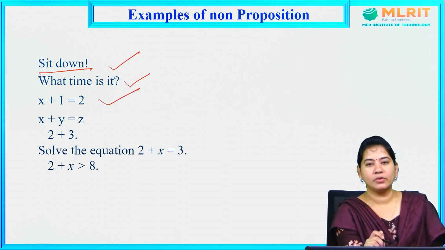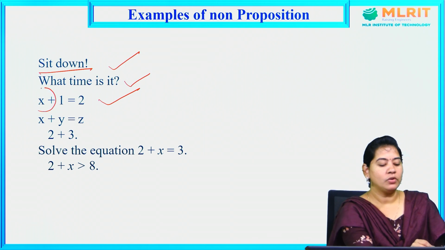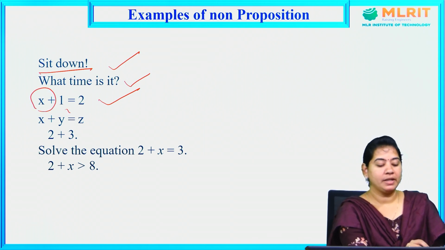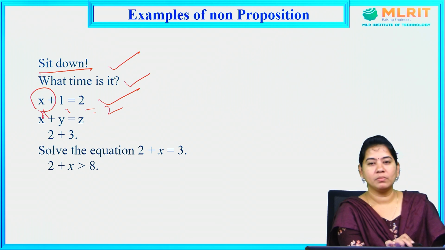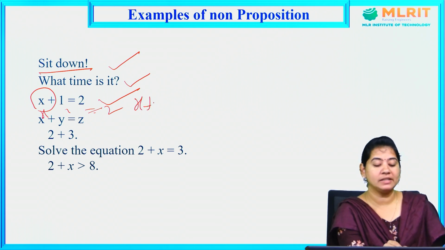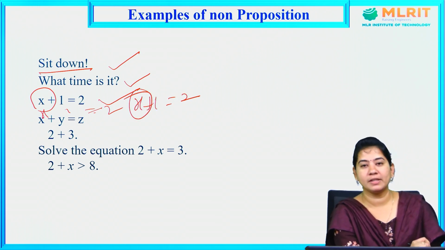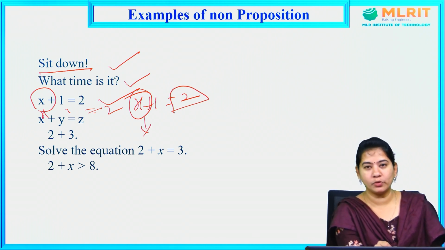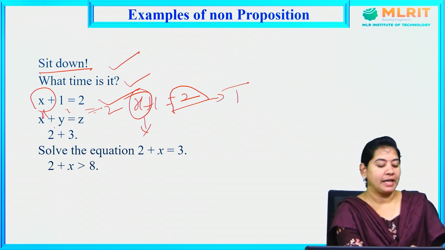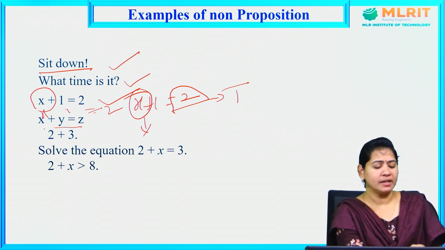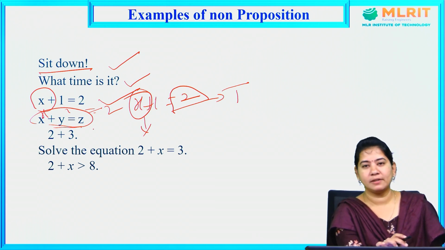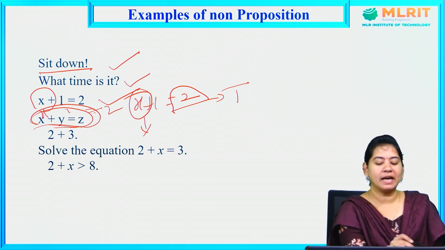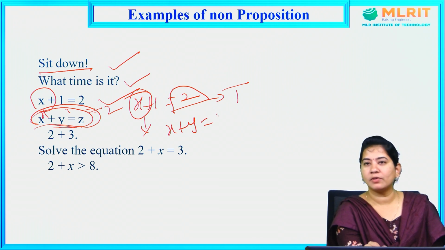x plus 1 is equal to 2. Here we have the value 1, here we have the x value, and it is equal to 2. But we can't decide that x plus 1 is equal to 2 until we know the value of x. As we don't know the value of x, we can't decide whether it is a true statement or a false statement. Next, x plus y is equal to z. Here all are variables. We don't know what x is, what y is, or what z is. So, without knowing these values, we can't say that x plus y is equal to z.